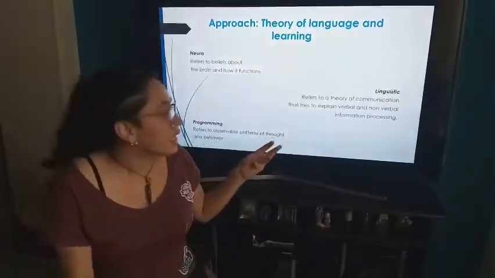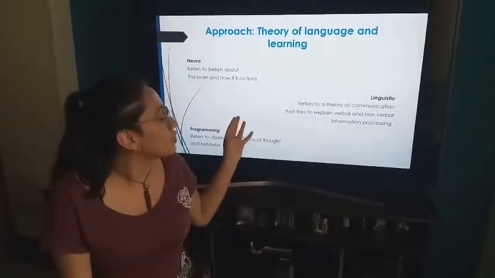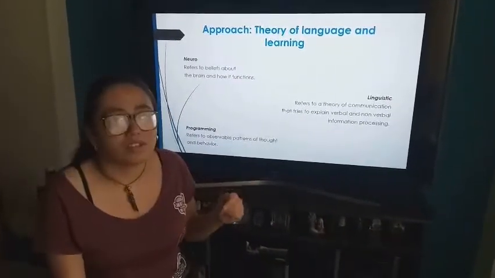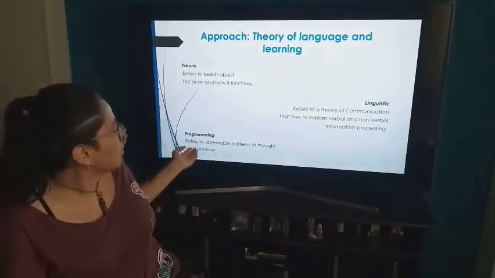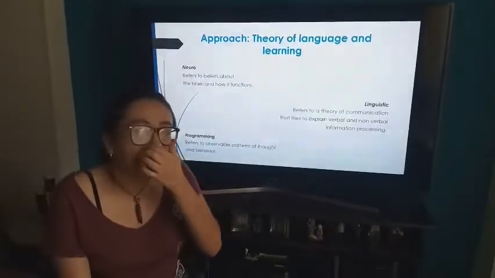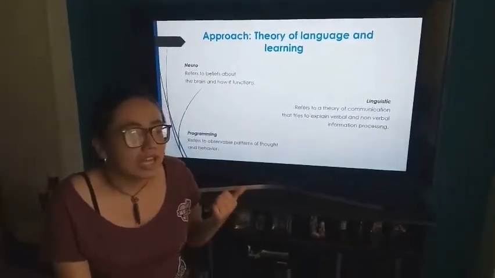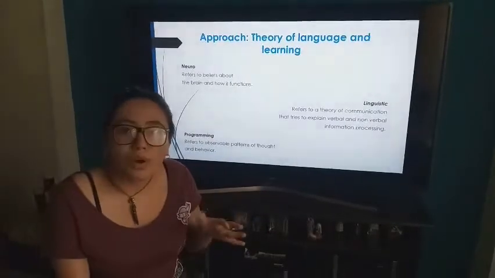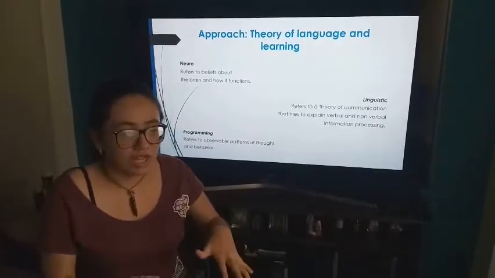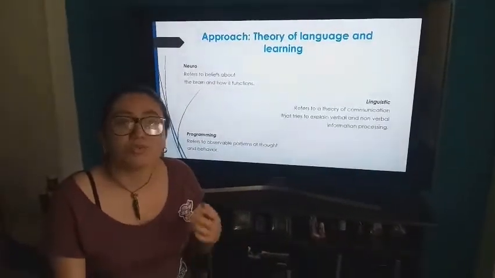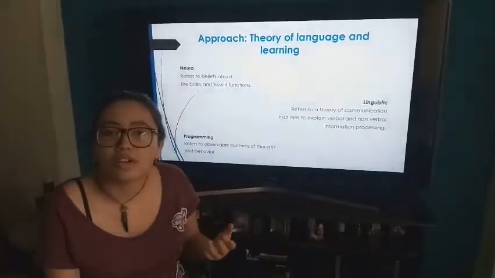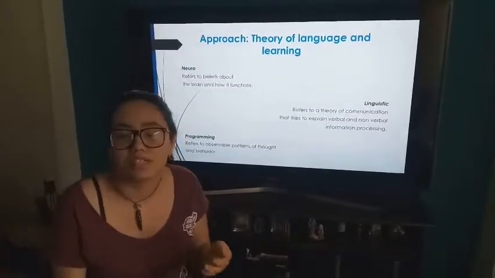The word linguistic in this method refers to a theory of communication that tries to explain verbal and non-verbal information processing. Later, programming refers to observable patterns of thought and behavior. Some of the practitioners of NLP think that they are able to decode and reprogram a brain like they would a computer, that they would use their techniques to decode the way the brain functions, the same way they would decode a computer and use programming.